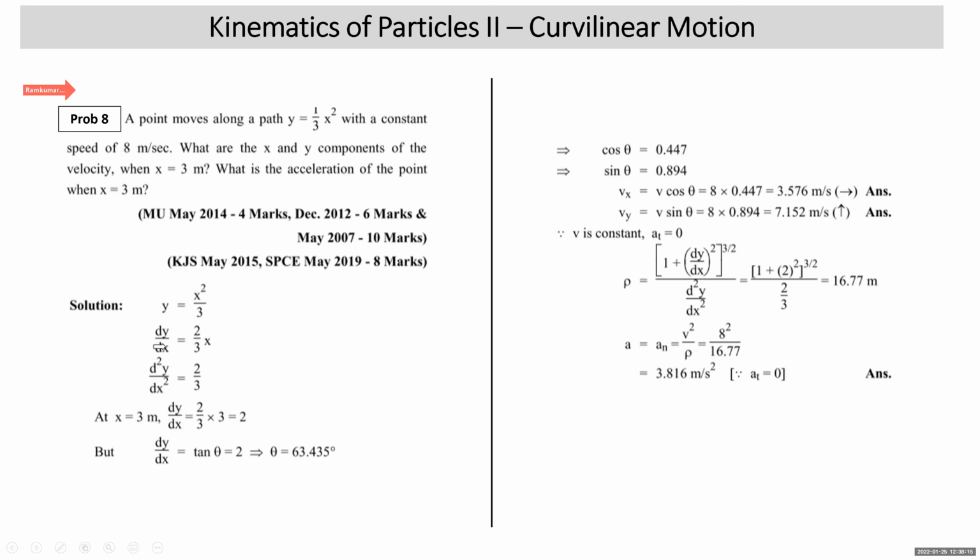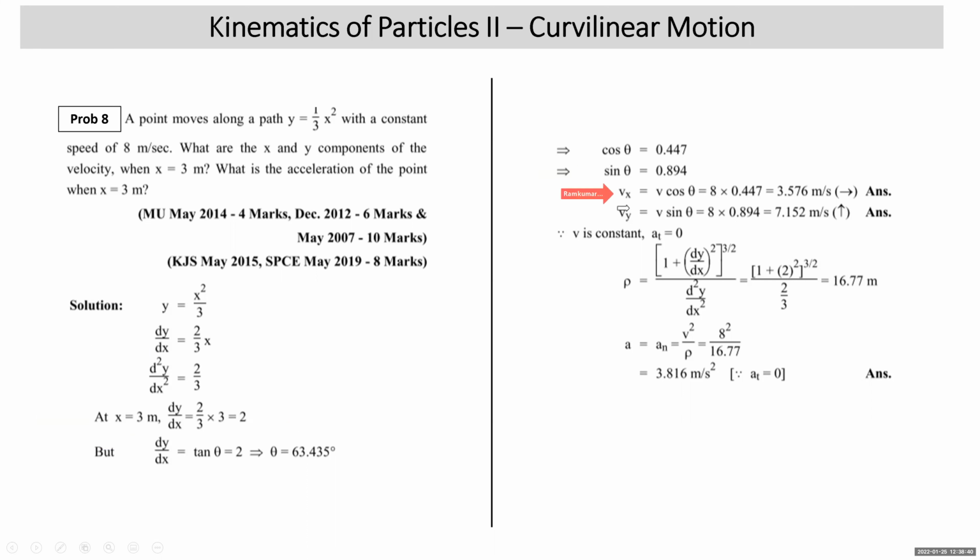Students, you are given the equation of the path y is equal to x square by 3. Differentiate with respect to x, you get dy by dx equal to 2 by 3 x. Differentiate one more time, d2y upon dx square is 2 by 3. At x equal to 3 meter, dy by dx is 2 by 3 into 3, that is 2. But dy by dx is equal to tan theta. Tan theta is 2, so you get theta. With this value of theta, you can find cos theta and sin theta.